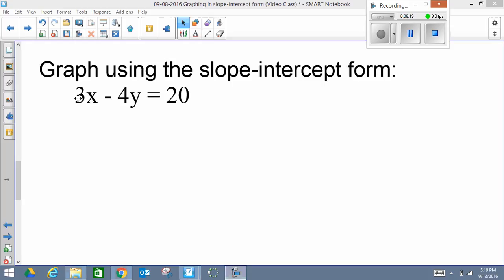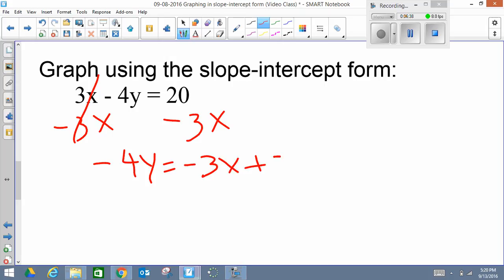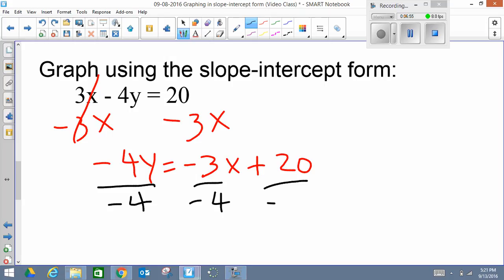So to get rid of the 3x, it's positive, so I do the opposite. Minus 3x. Whatever I do on one side, I do on the other side. So 3x minus 3x is going to cancel out. I'm going to have negative 4y equals, I want the x first, so I'm going to write negative 3x plus 20. Remember, I need to leave the y by itself, so right now I've got to cancel that negative 4. Divide every single term on both sides. Okay, and then from there I need to reduce.